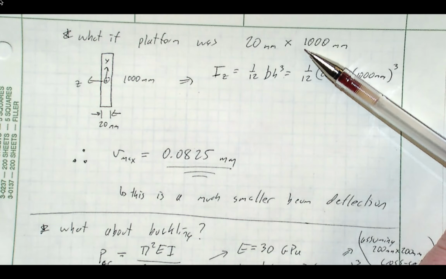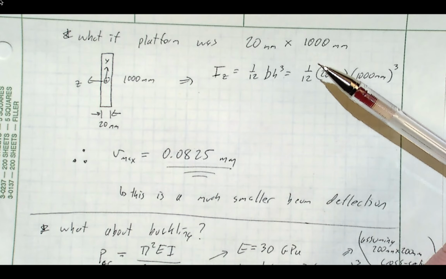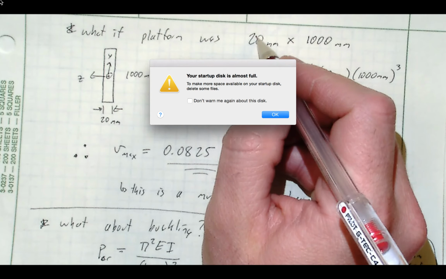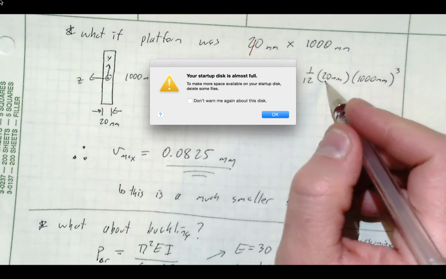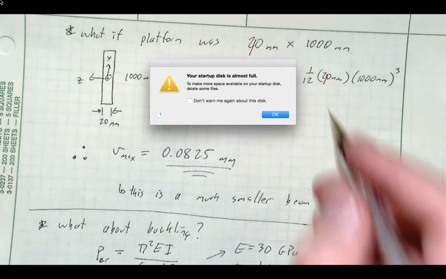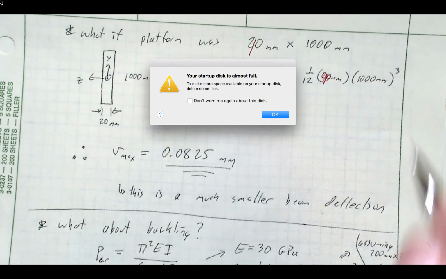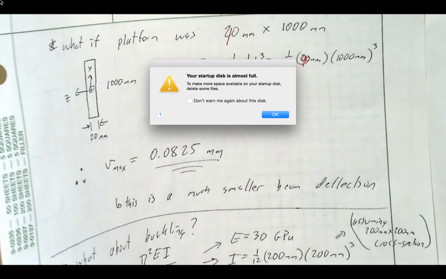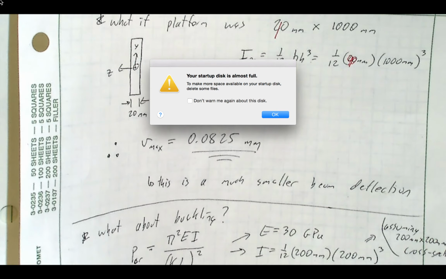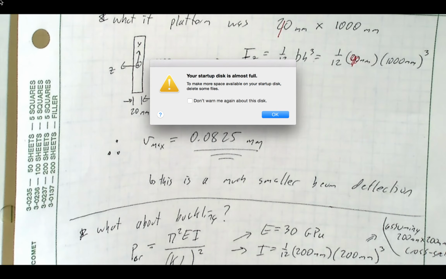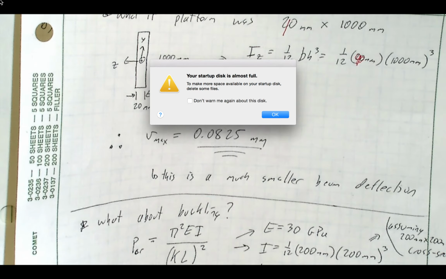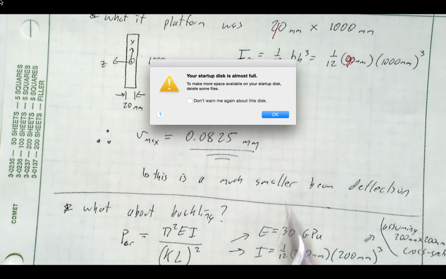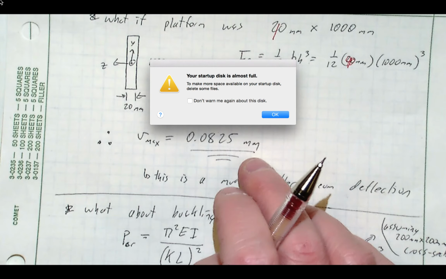Actually, I've reduced our area by a factor of 2 here by accident. So let's say that this is actually 40. That would make this 40. We'll do this on the fly, and it's going to make our deflection change. We're increasing I by a factor of 2, so it will decrease our deflection by a factor of 2. So the actual answer here needs to be this divided by 4.